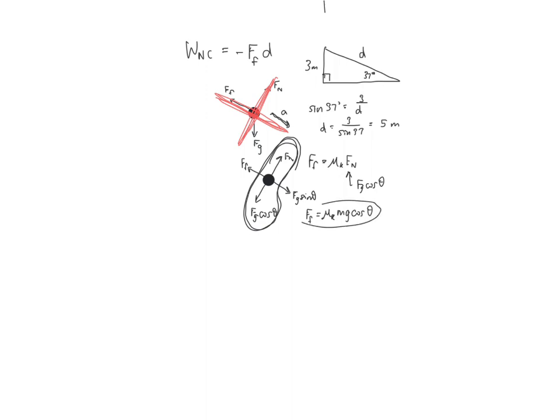If we take that whole equation and plug it in for that frictional force, we find that the work due to the non-conservative force of friction is equal to negative mu k mg cosine of theta times d. If you plug all those numbers in and make sure your calculator is set to degree mode, you should get an answer of about negative 200 joules.